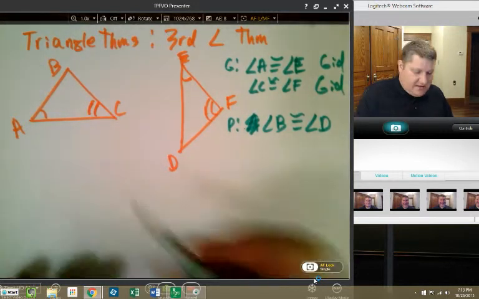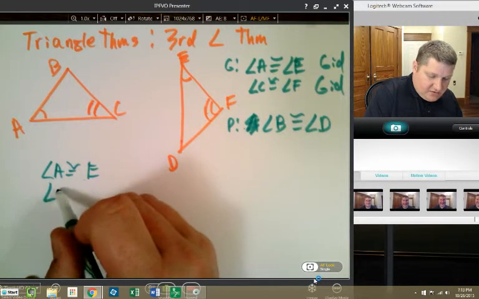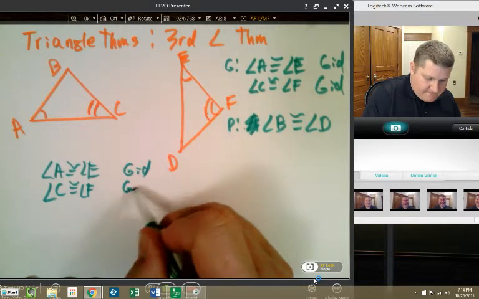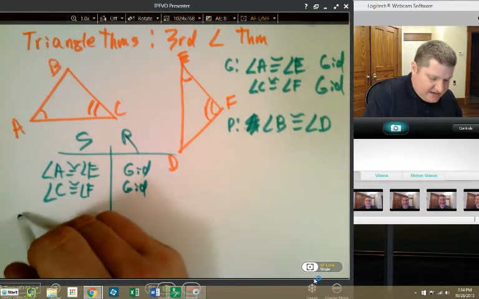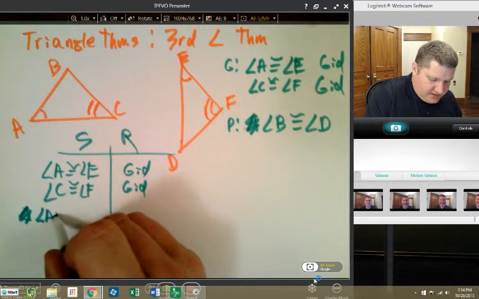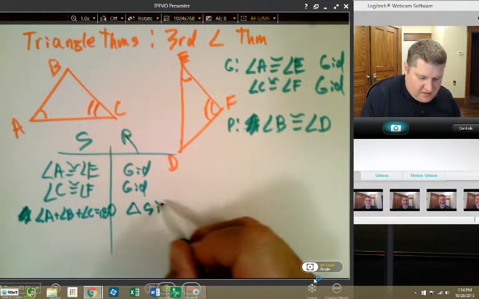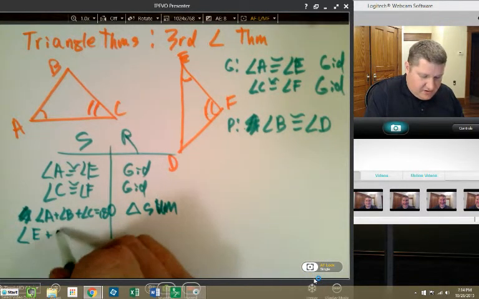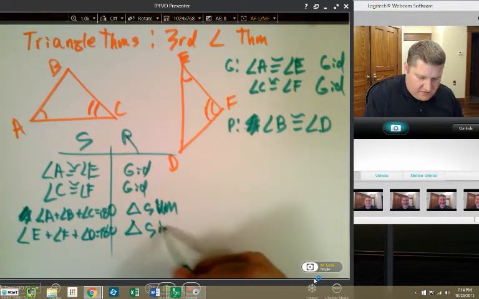Well, the way that we would do that is that if we're given angle A is congruent to angle E, and angle C is congruent to angle F, we can say that angle A plus angle B plus angle C equals 180 by triangle sum. We can also say that angle E plus angle F plus angle D equals 180 by triangle sum.